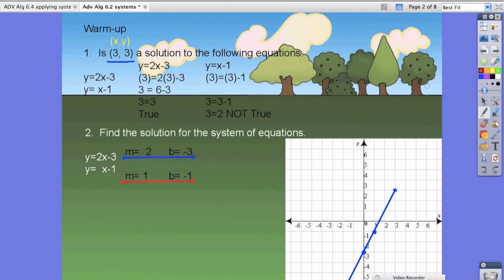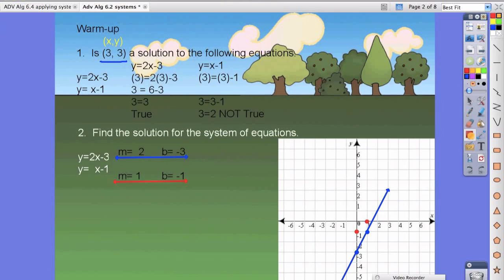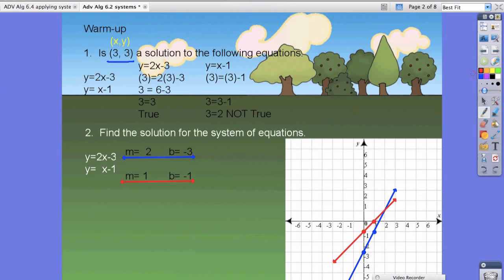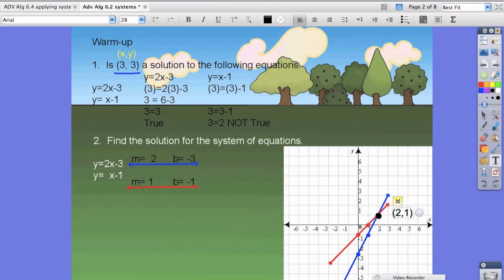Now we're going to graph the bottom equation. The bottom equation has a y-intercept of negative 1 and a slope of 1. So we're going to go up 1 over 1. Now we're going to graph that line. And we'll find that they intersect right at this point right here, which just happens to be (2, 1). Therefore, your solution is (2, 1).